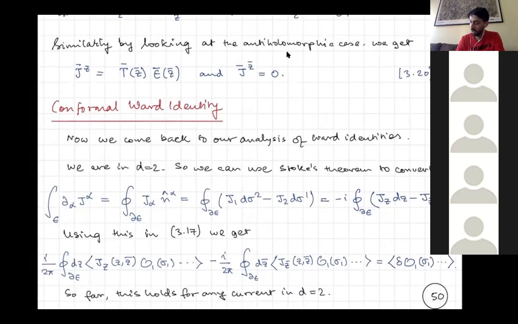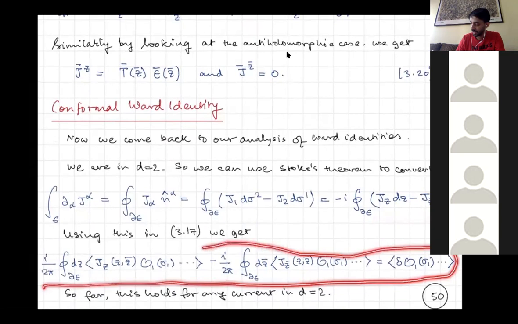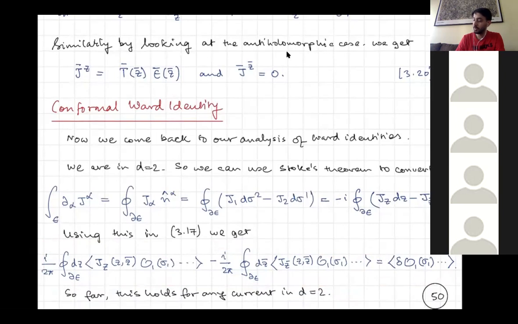You would be able to get this particular identity. It's actually very simple. So now we plug this form of the J's inside our Ward identity, and we end up with something like the thing I've circled here. As I stressed before, this holds for any j when d equals 2, whereby you can write down some d alpha j alpha in a form like this. So we have used the fact that in 2 dimensions you can write the Ward identity in a form like this.